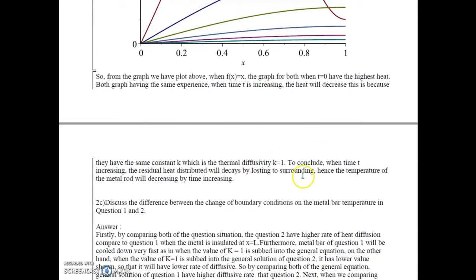So we can conclude that when time t increases, the residual heat distributed will decay by losing heat to the surroundings. Hence, the temperature of the metal rod will decrease as time increases. Thank you for watching. Bye.